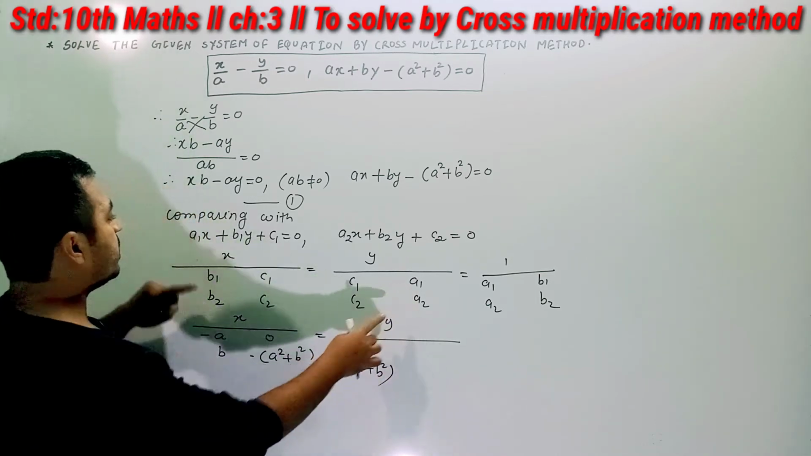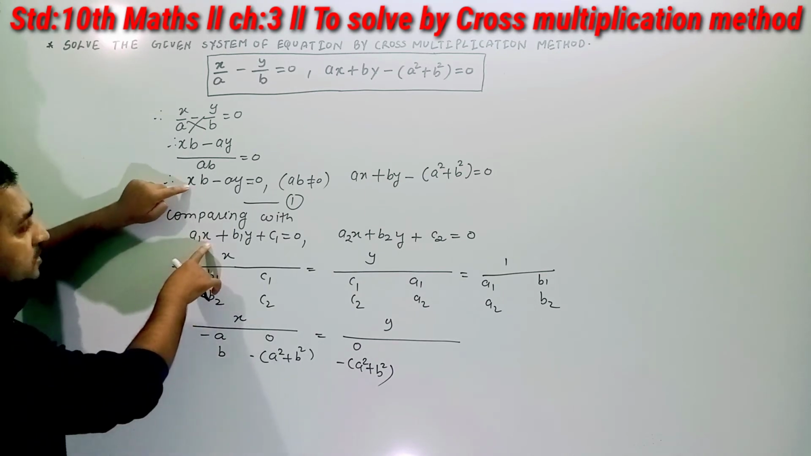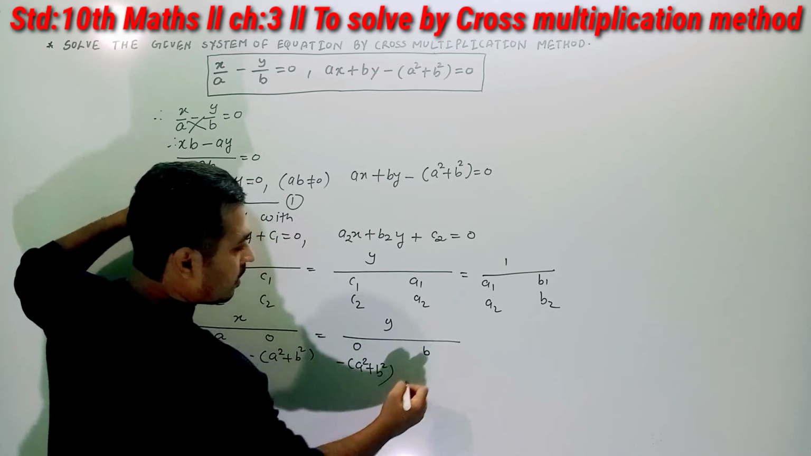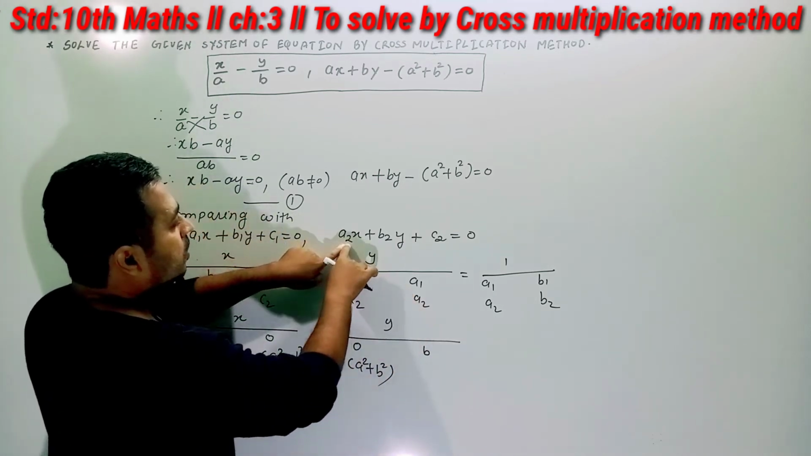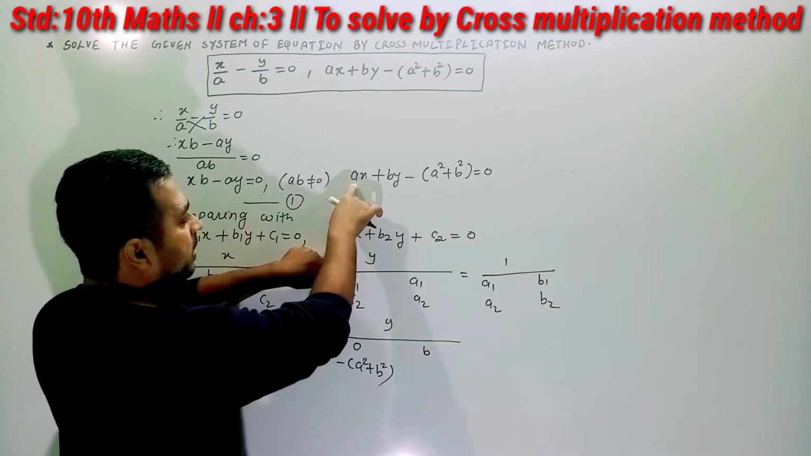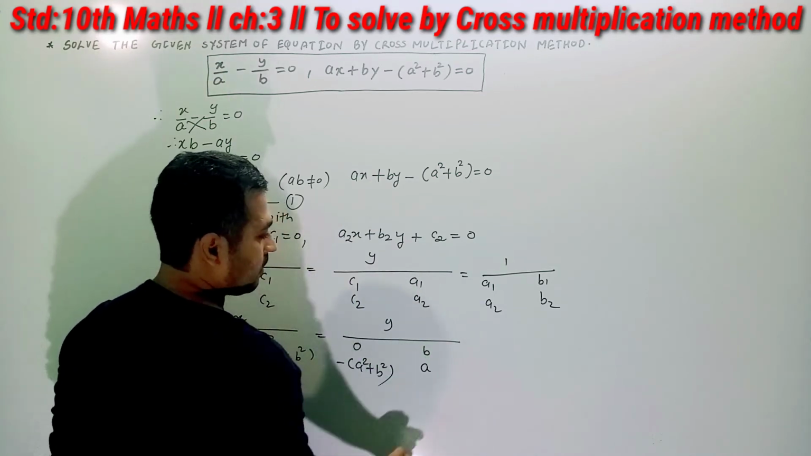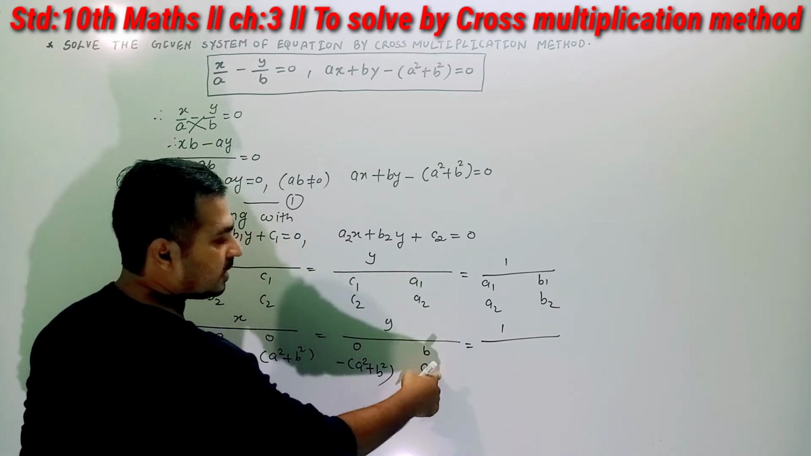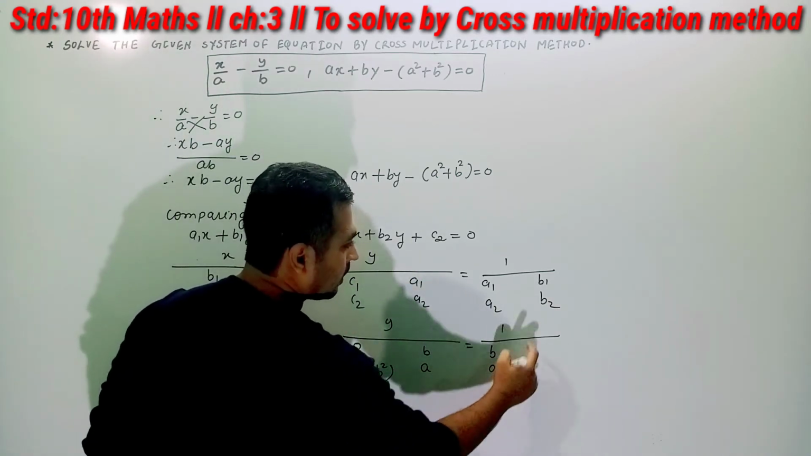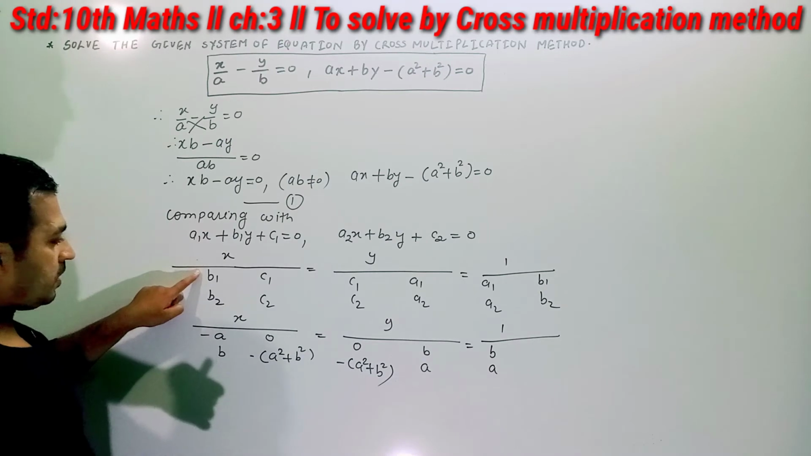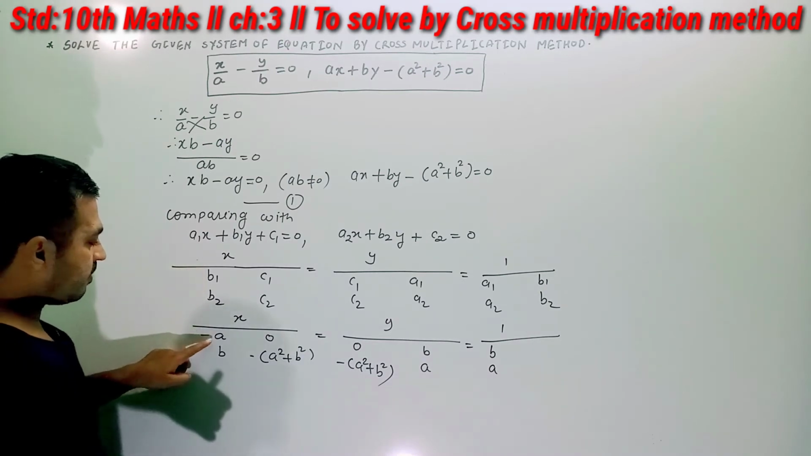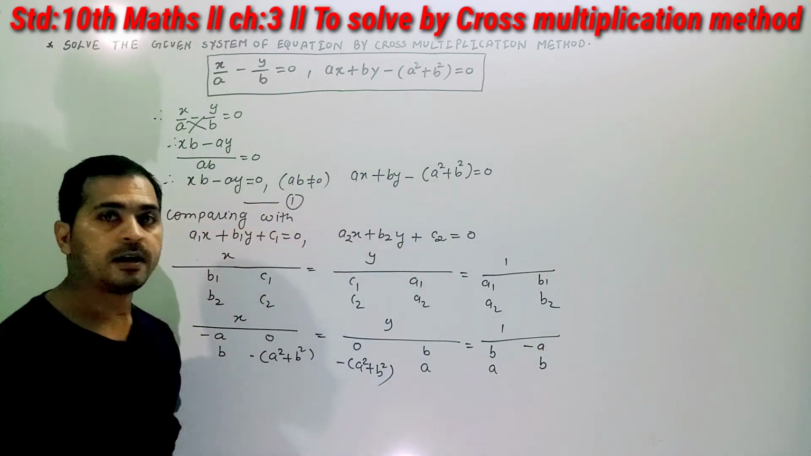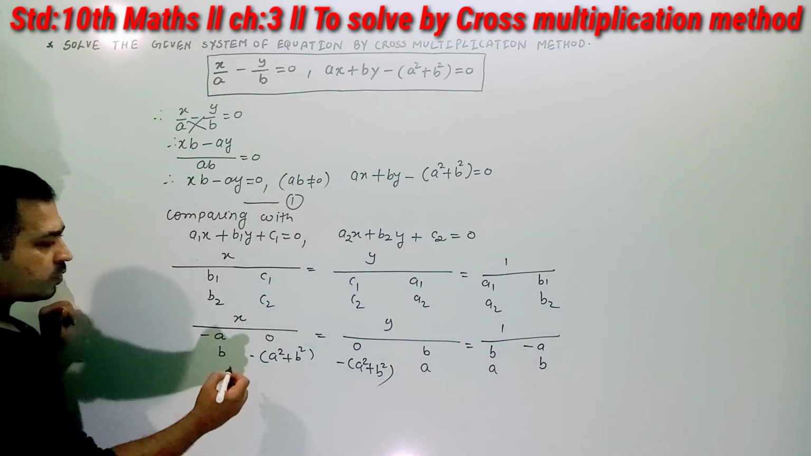Now a1 a2. Here the value of a1 is b and the value of a2 is a, so a1 a2 means b a. Then b1 b2, which we already wrote: minus a and b. Right, students?